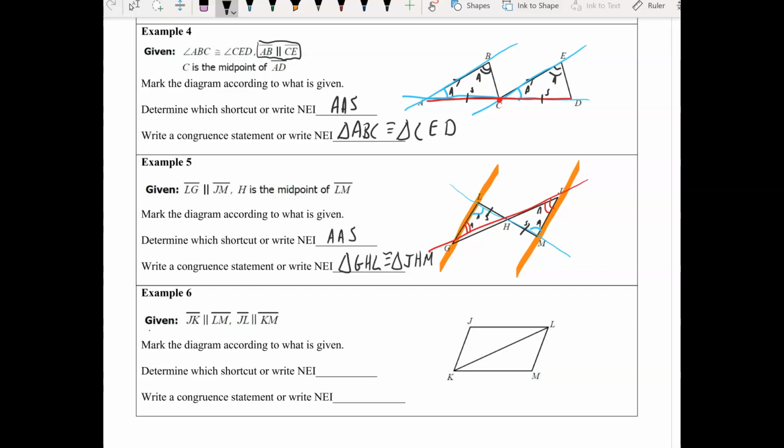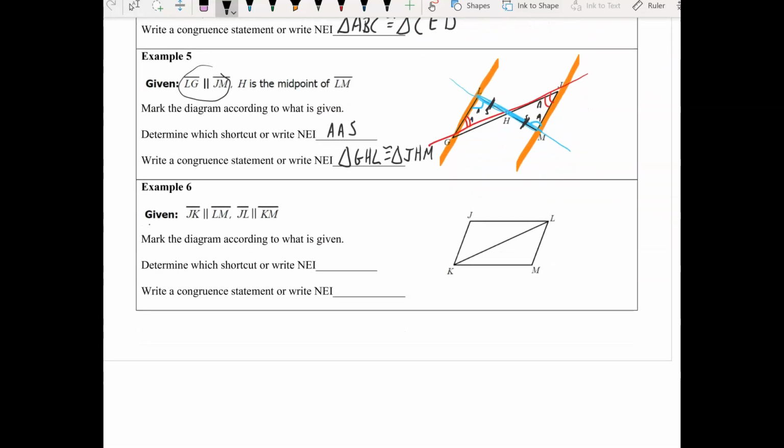Okay, so we've got the 2 angles that are alternate interior angles because these lines are parallel with 2 transversals. We've got H as the midpoint of LM. So since H is right in the middle of LM, which is this segment here, that's why I marked these 2 congruent, and that's my side, and it's angle, angle, side. Okay, why don't we try the last example? This one is all about parallel lines, except there's a shared side in the middle. So I'm going to pause it and let you guys try it.